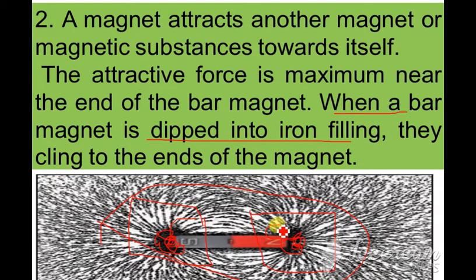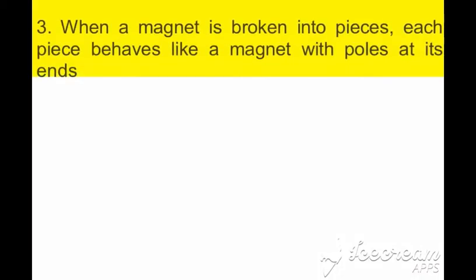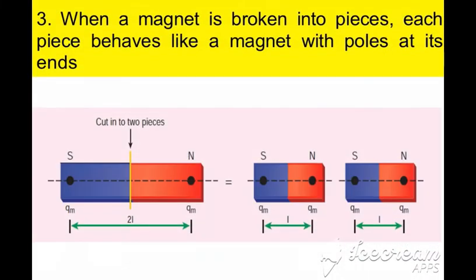Then the next one, the third property: when the magnet is broken into pieces. This is a magnet, and it is broken into two pieces. What happens is, it behaves like a magnet with the poles at its ends.